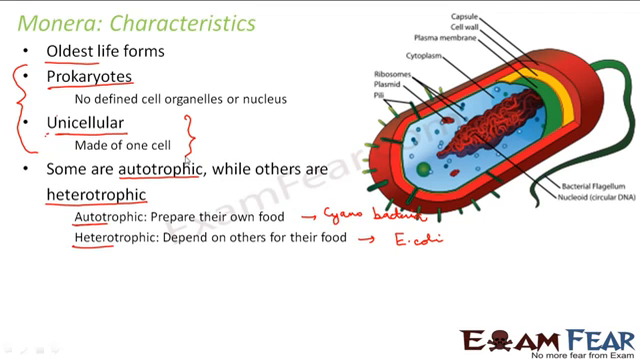Now when you talk about nutrition, what is the mode of nutrition? Some are autotrophic, some are heterotrophic, right? So these were the main characteristics of the Monera kingdom.